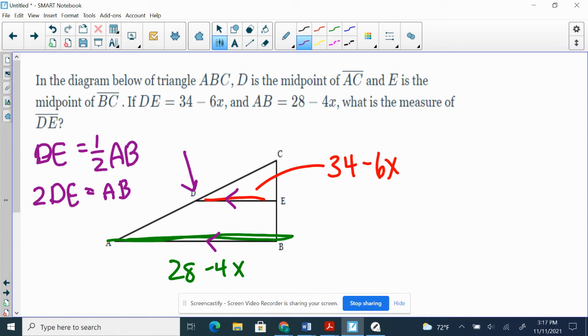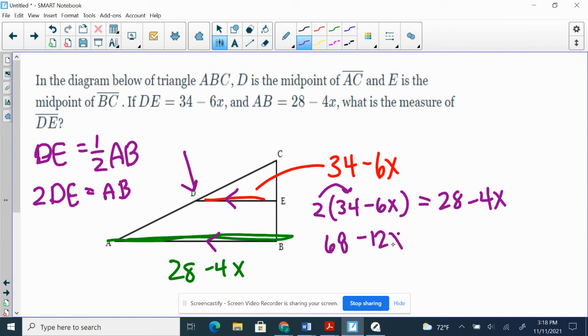So that means 2 times DE, that's 2 times 34 minus 6x, is equal to AB, which is 28 minus 4x. I'm going to distribute that 2, which is going to give me 68 minus 12x equals 28 minus 4x. I'm going to move towards a positive x, so I'm going to add 12x to both sides. And that should give me 8x, and I have 28, and that's a positive 8x plus 28 equals 68.